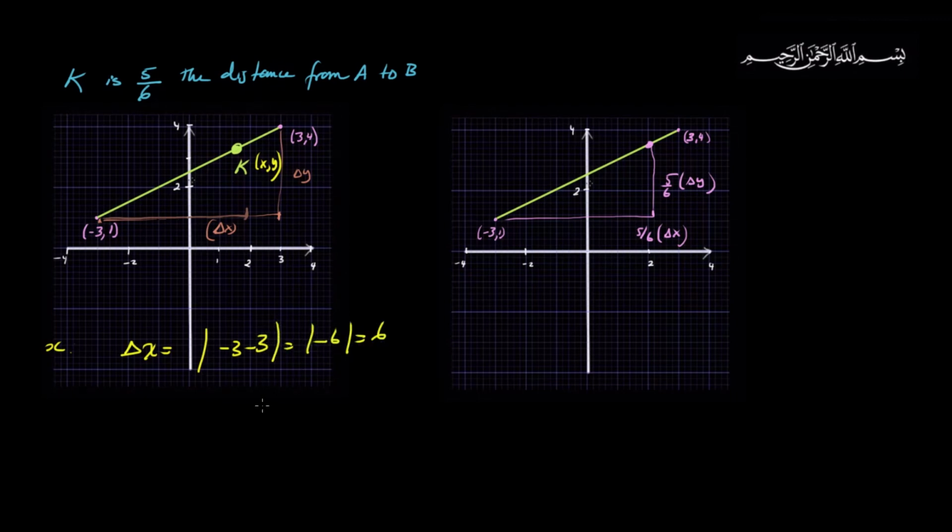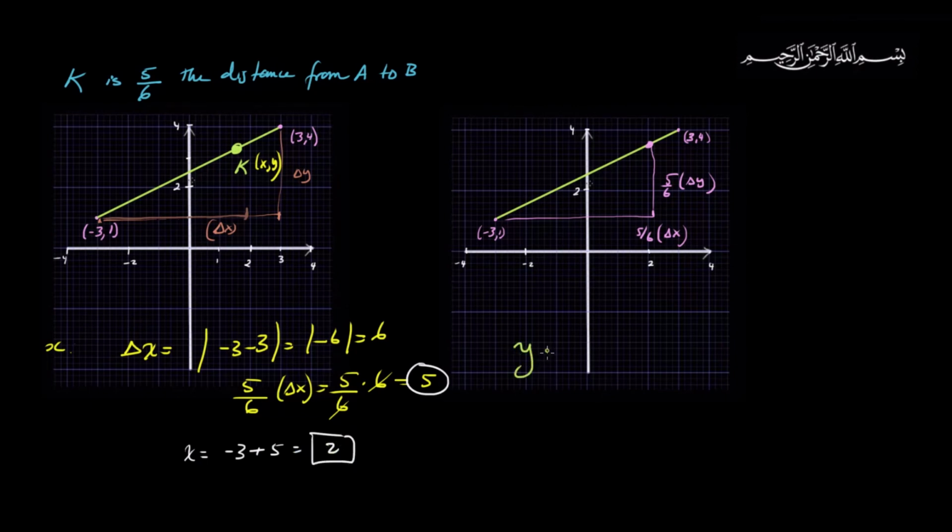And here I take 5/6 of that. So 5/6 of the change in x, that's 5/6 of 6. It goes in there one time, that's going to be 5. And then I simply add 5 to the x value of here. So x is going to be equal to -3 plus 5, and that's going to be 2. Ta-da! Easy enough. To find the y value, I first find the change in y, which is going to be 1 minus 4, and that's -3, and that is 3.